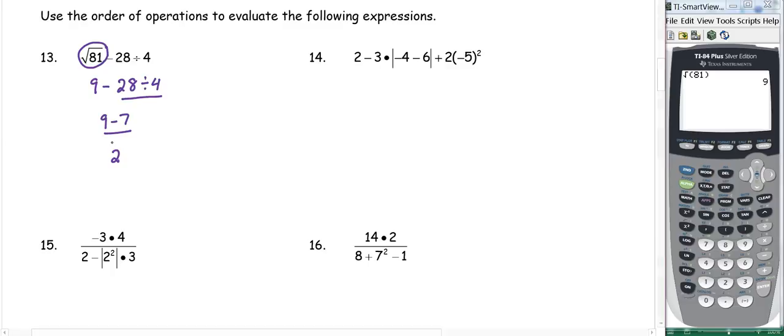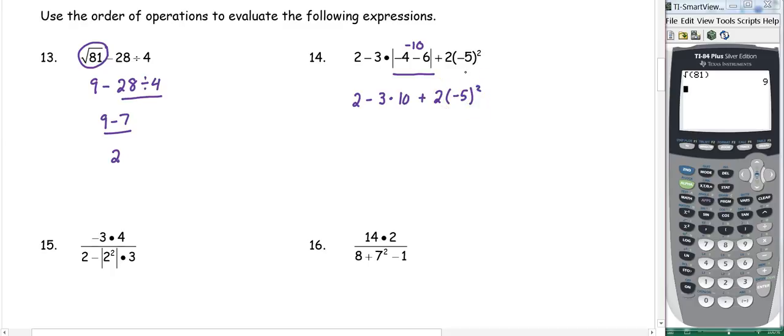Number 14, 2 minus 3 times the absolute value of negative 4 minus 6 plus 2 times negative 5 squared. So first we need to simplify my absolute value. So negative 4 minus 6 is negative 10. What's the absolute value of negative 10? 10. So 2 minus 3 times 10 plus 2 parentheses negative 5 squared.